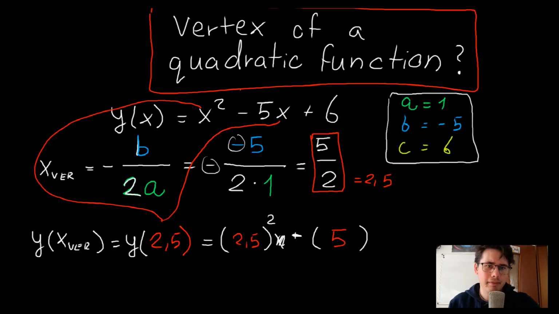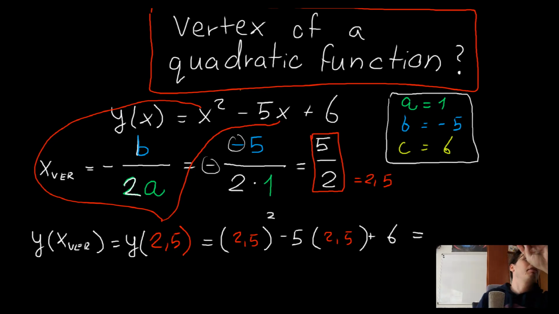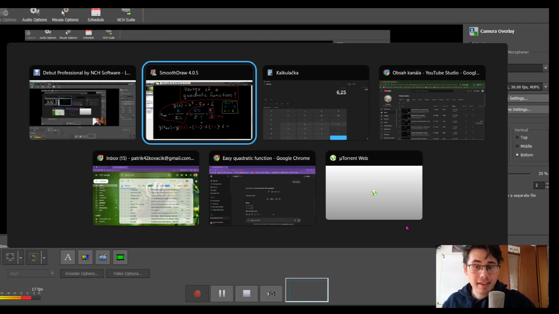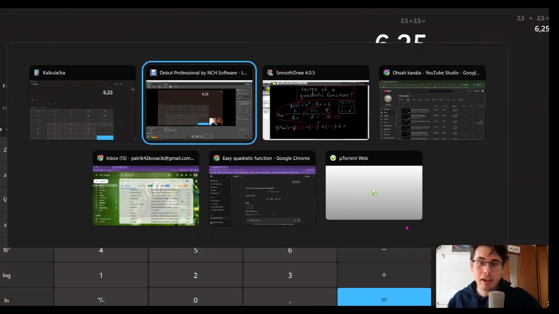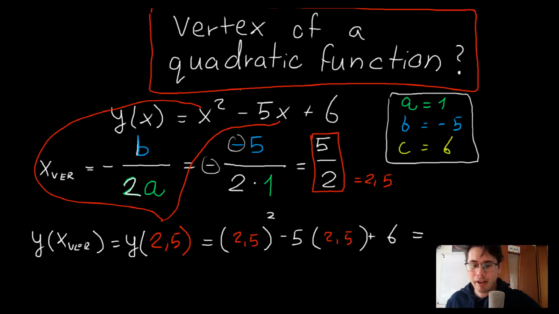Let me do that again. Minus 5 plus 6. There we go. We're plugging in 2.5. This is squared, minus 5 times this, also 2.5, equals 6. I'm not sure off the top of my head how much 2.5 squared is. So it is 6.25, as we can see in the calculator.